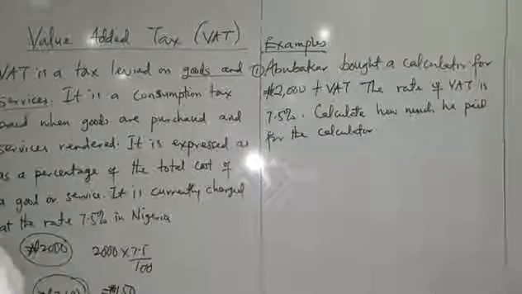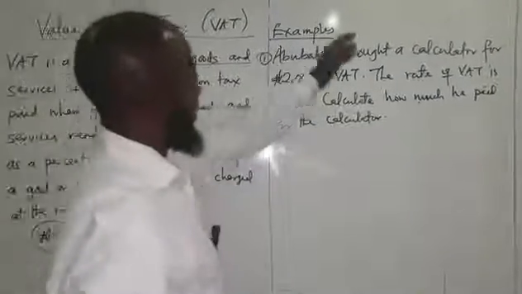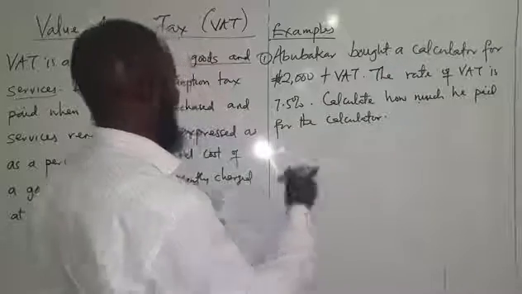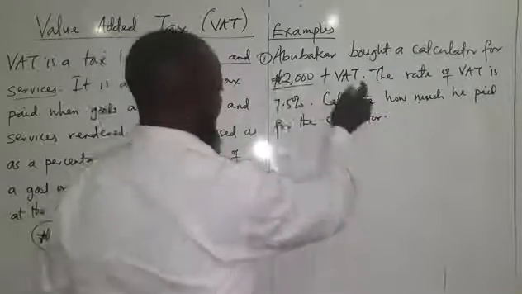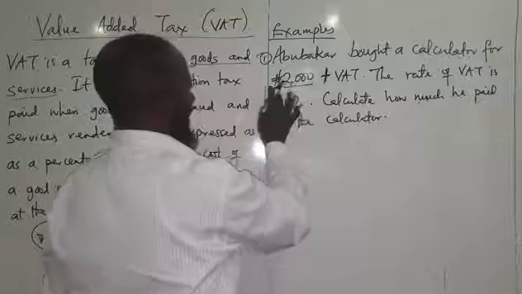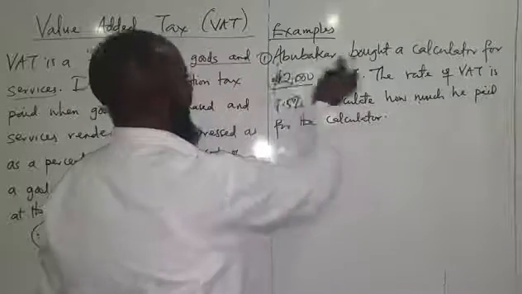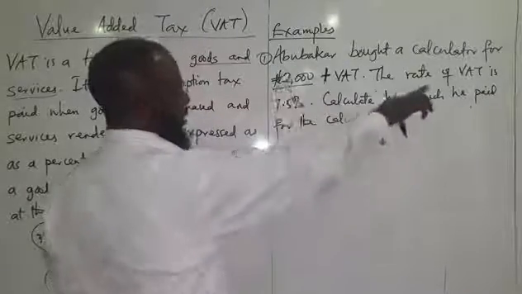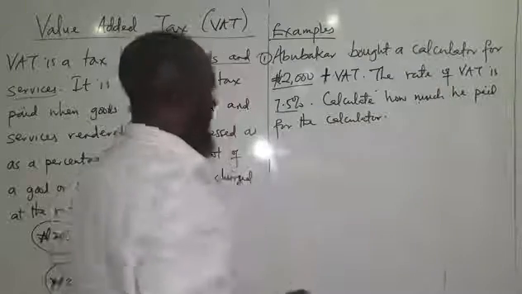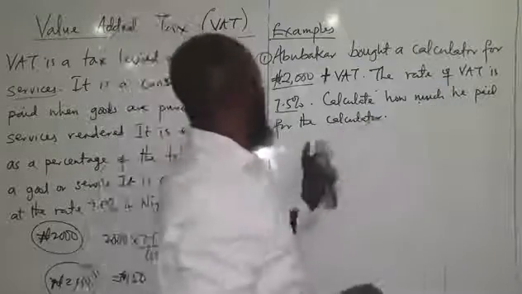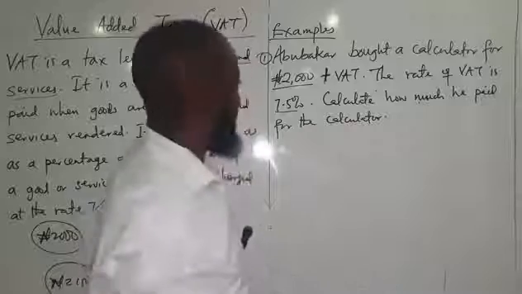Alright, this is the first example. Abubakar bought a calculator for 2,000 naira. That's the cost of the calculator plus VAT. That is, this is not the amount Abubakar paid to the seller, VAT will be added to it. The rate of VAT is 7.5%. Calculate how much he paid for the calculator. So that's what we want to look at.